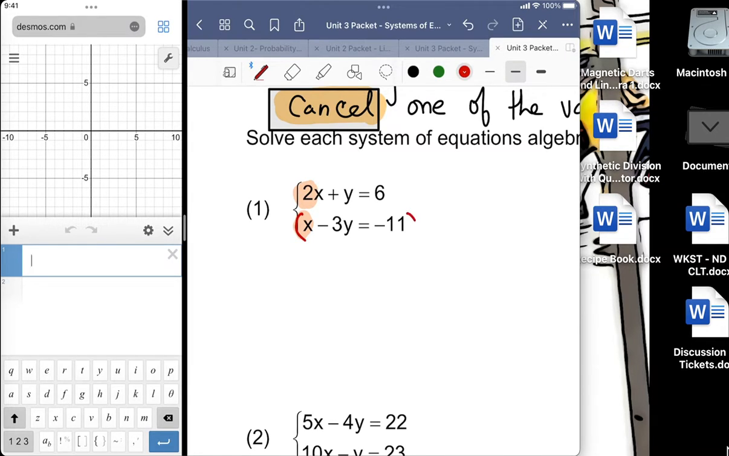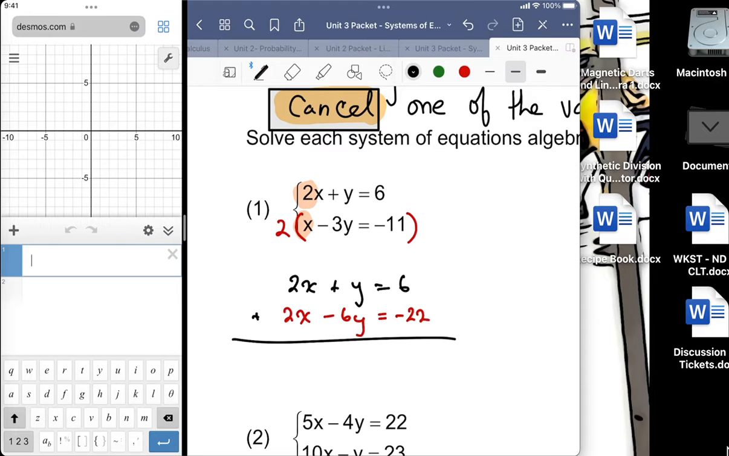If I multiply the second equation by a 2, the first equation, I'm not doing anything to that. The second equation would become 2x minus 6y equals negative 22. If I were to add these two equations together, I still don't have what I'm looking for, because this would become a 4x minus 5y equals negative 16. I still didn't get that cancellation, so this is no good.